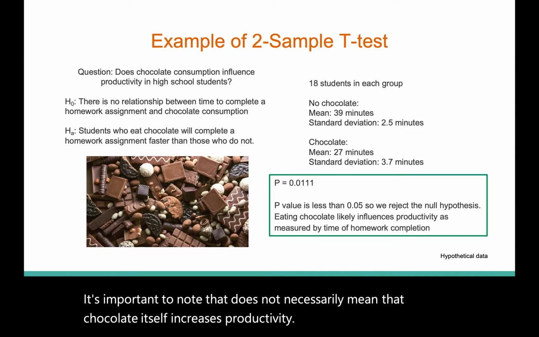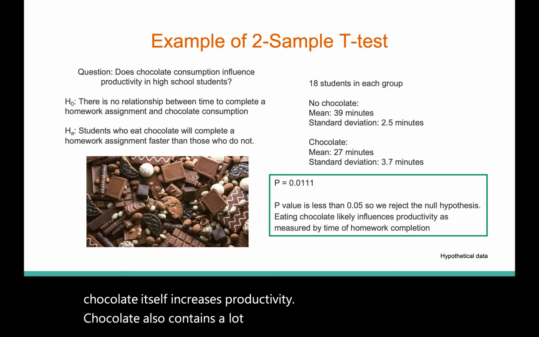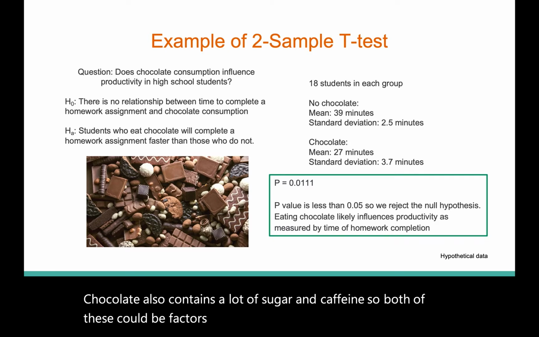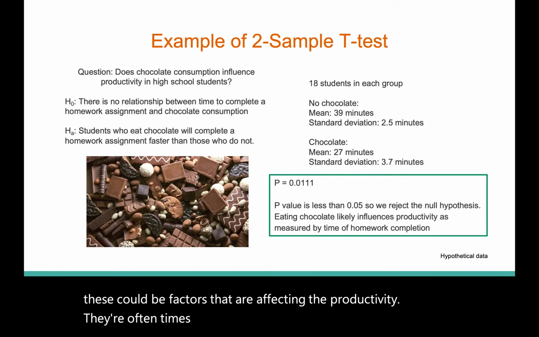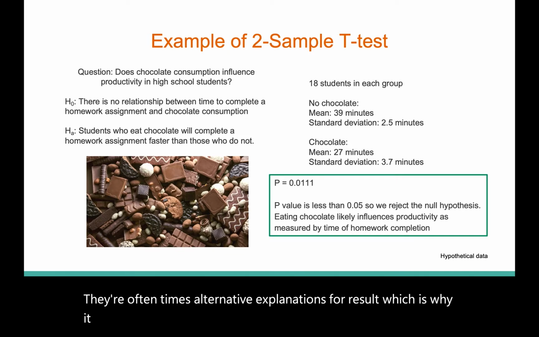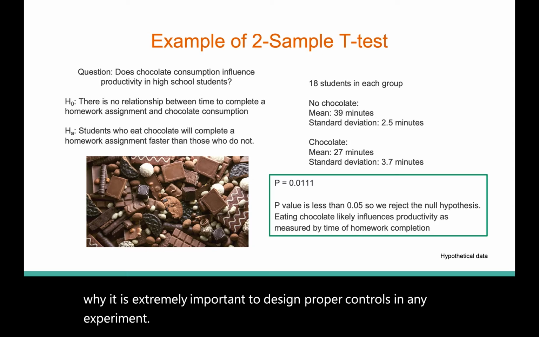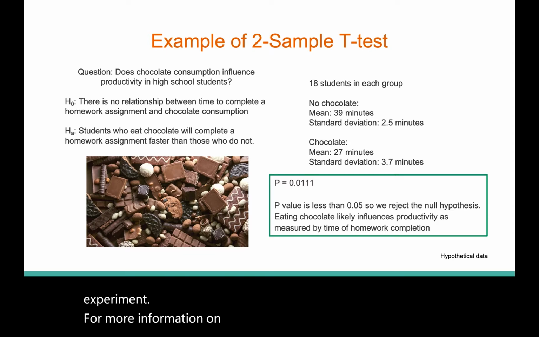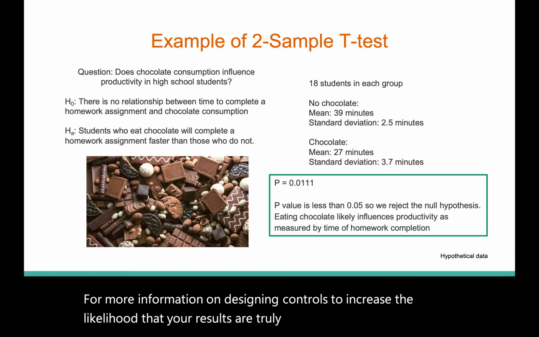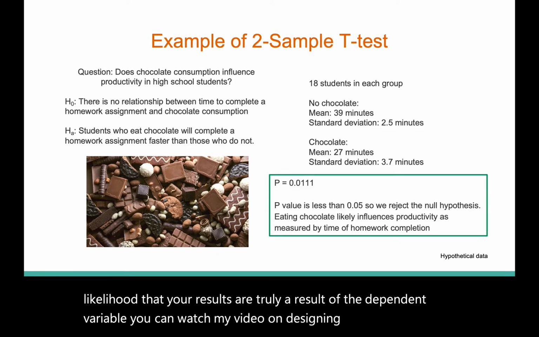Chocolate also contains a lot of sugar and caffeine, so both of these could be factors that are affecting the productivity. There are oftentimes alternative explanations for a result, which is why it is extremely important to design proper controls in any experiment. For more information on designing controls to increase the likelihood that your results are truly a result of the dependent variable, you can watch my video on designing controls as part of our experimental design series.